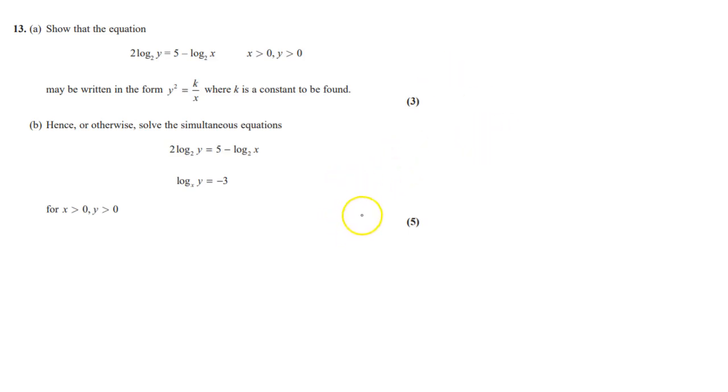IAL C12 May 16, question number 13. Show that the equation 2 log y base 2 is equal to 5 minus log x base 2. Whenever you find a number in this, try to convert it into log. So how do we convert it?